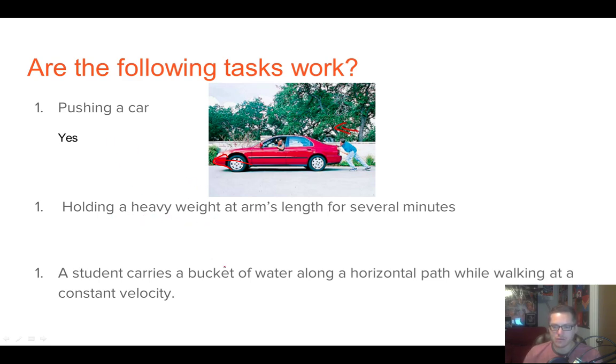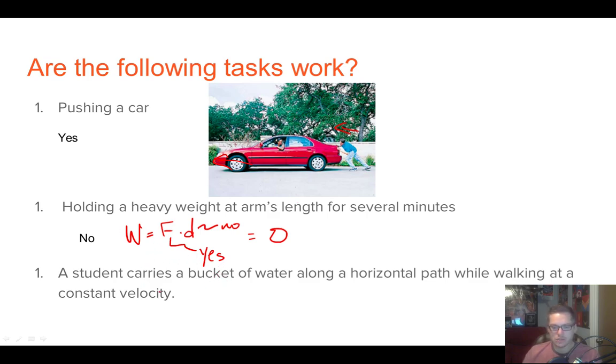Holding a heavy weight at arm's length for several minutes. It doesn't say this heavy weight is moving. We're just holding it out there. Now let's think about this. Remember, work equals force times distance. Your force here, yes, you're applying a force, definitely. It takes energy to hold that heavy weight out there, but is it moving? No, it's not moving, so therefore the work has to equal 0. So this is not considered work by the physics definition. Real world definition, for sure, this is work, but physics definition, this is not work.